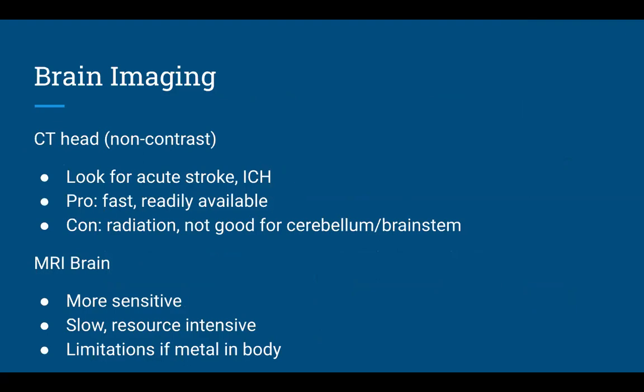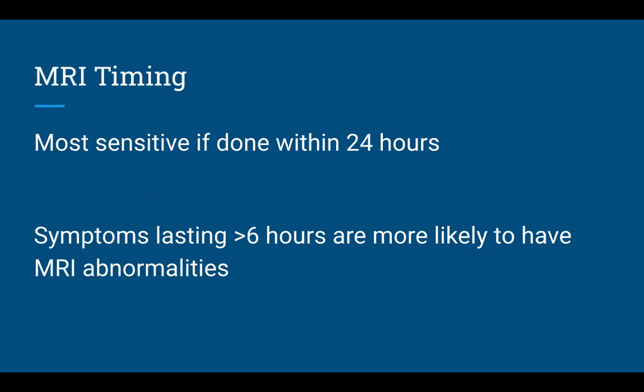So I think that every patient coming in with a TIA, we're probably going to do a CT head unless you can get the patient up to MRI really fast. The benefit to MRI is it's obviously more sensitive, but it's a very slow and resource intensive modality, especially in the emergency room. And if they have any contraindications like metal in the body, that they're unable to get the MRI, then obviously you can't use that modality.